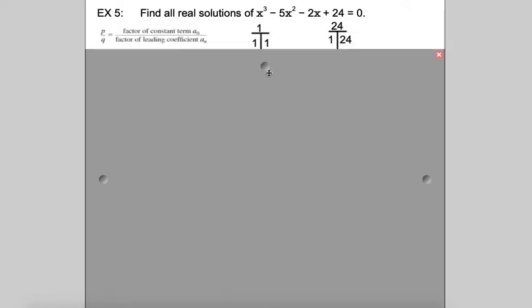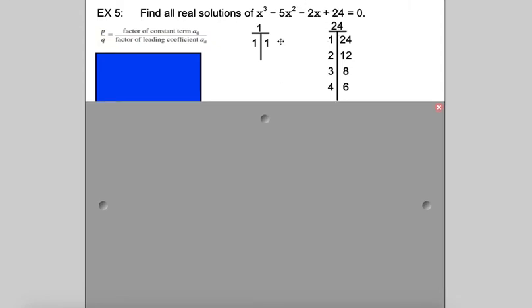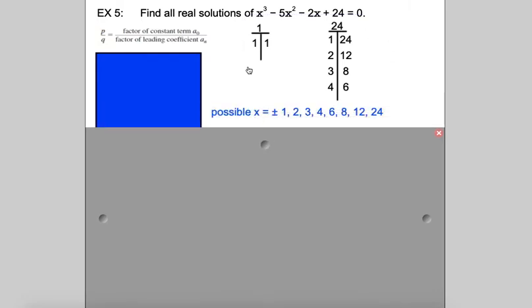So once again, I list all the factors of the last over all the factors of the first. So all my factors of 24: 1 over 1, 2 over 1, 3 over 1, 4 over 1, 6 over 1, 8 over 1, 12 over 1, 24 over 1. Notice I don't list them twice for that second factor of 1 because they just repeat themselves.